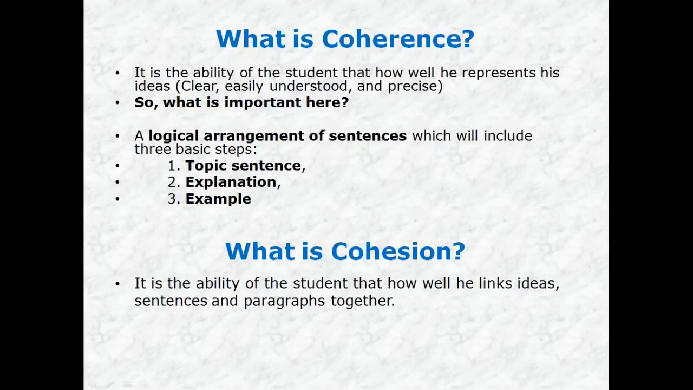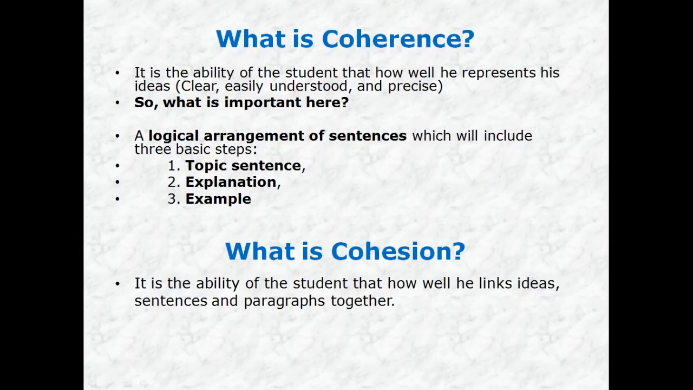What is coherence? Coherence is basically the ability of the student, how well he or she represents ideas, and the ideas should be very clear, easily understood, and precise. So what is important here? A logical arrangement of sentences which will include three basic steps: a topic sentence, with correct explanation, with correct example. This is called coherence.